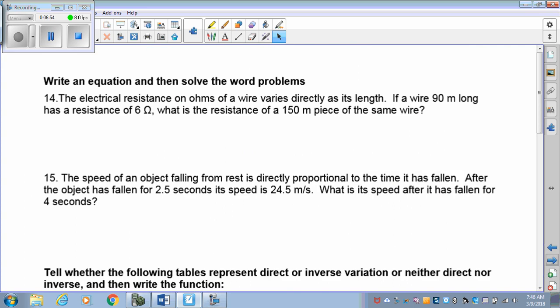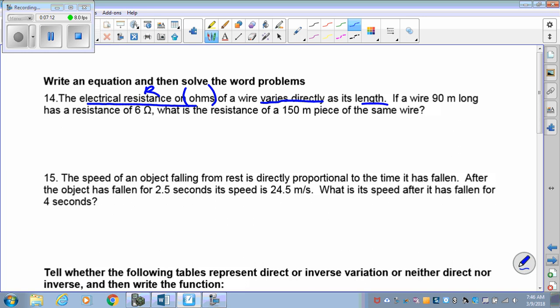All right, so now we're going to write an equation and we're going to solve it. We have the electrical resistance, so we have R again, right? Ohms is the unit for resistance, and it says varies directly as the length. So that's just like the one we had before. L is length, so R equals some constant times L. But now we're solving a problem.